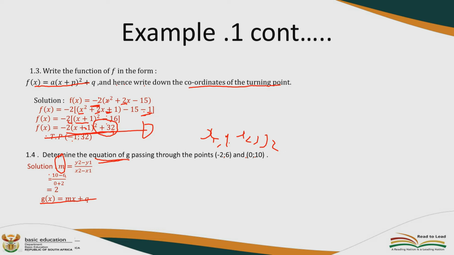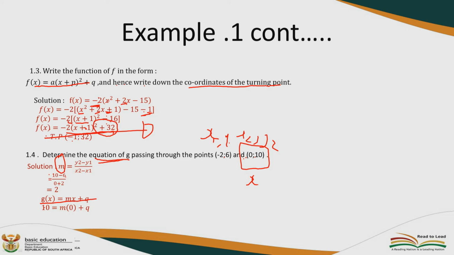You either choose the points negative 2 and 6 or 0 and 10, and substitute them into the given standard form of our straight line together with the gradient. You need to substitute all of them. Here I used 0 and 10. My x is 0 and my y is 10, so I substitute my x with 0 and y with 10.